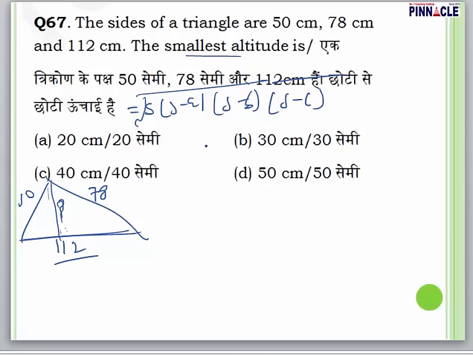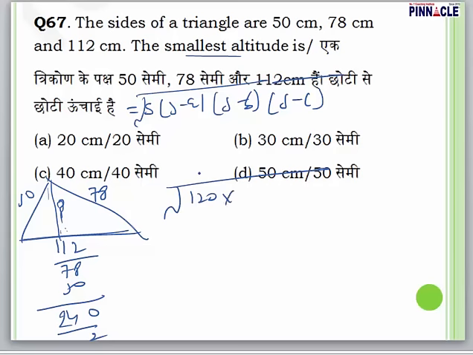What is s? s is the semi-perimeter. Means 50, 78 and 112. You add all these, 78 and 50, you can say 240. So the semi-perimeter would be 120. You write 120 here into s minus a. 120 minus 50, that is 70, you can write. And 120 minus 112, you can write 8. And 120 minus 78, write 42. So this would be the area.